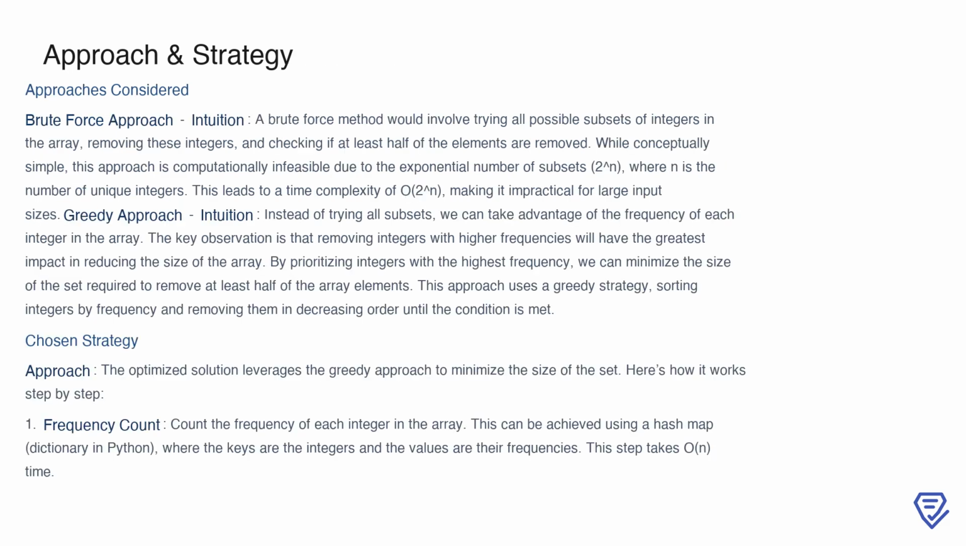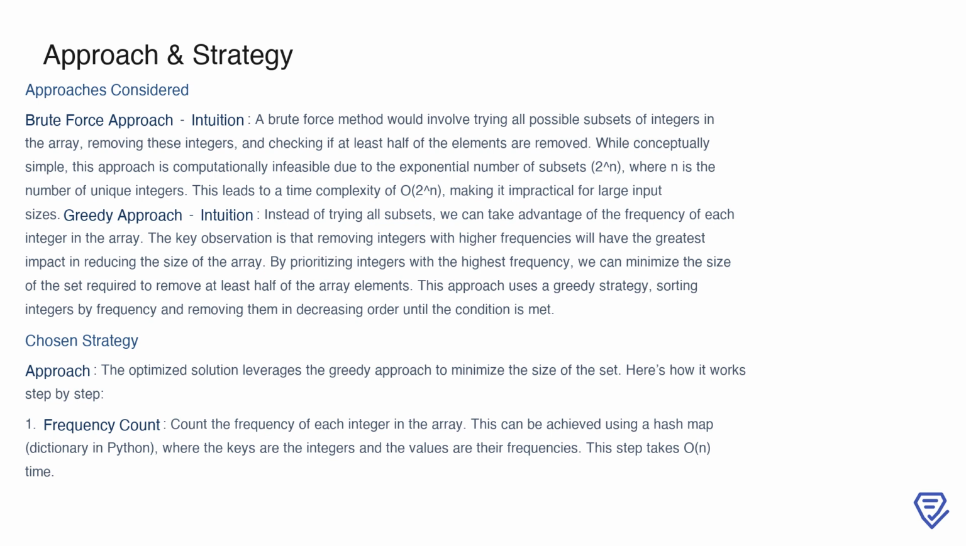When considering how to approach this problem, we can start with a brute force method. The intuition behind this is straightforward. We would try all possible subsets of integers in the array, remove them, and check if at least half of the elements are eliminated. However, this approach quickly becomes impractical. The reason is that the number of subsets grows exponentially with the number of unique integers, specifically 2 to the power of n, where n is the number of unique integers. This gives us a time complexity of 2 to the power of n, which makes it infeasible for large inputs.